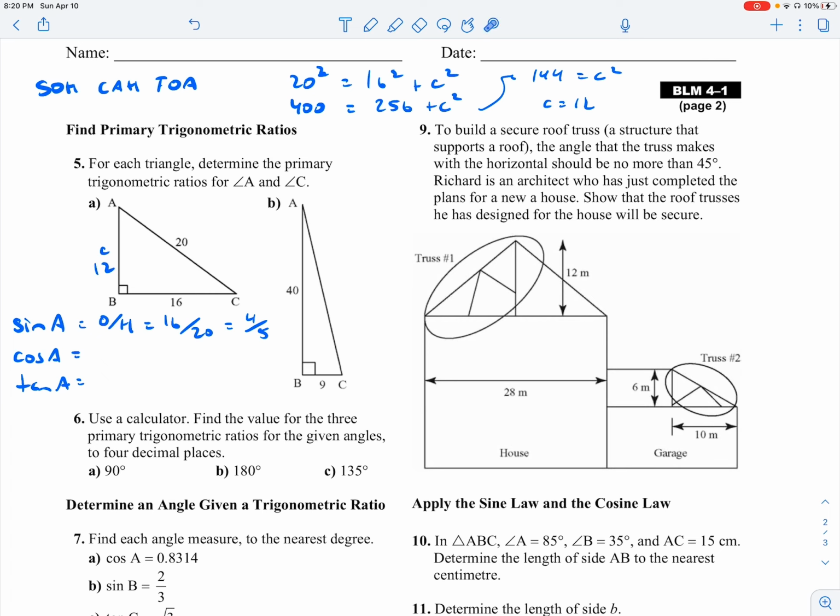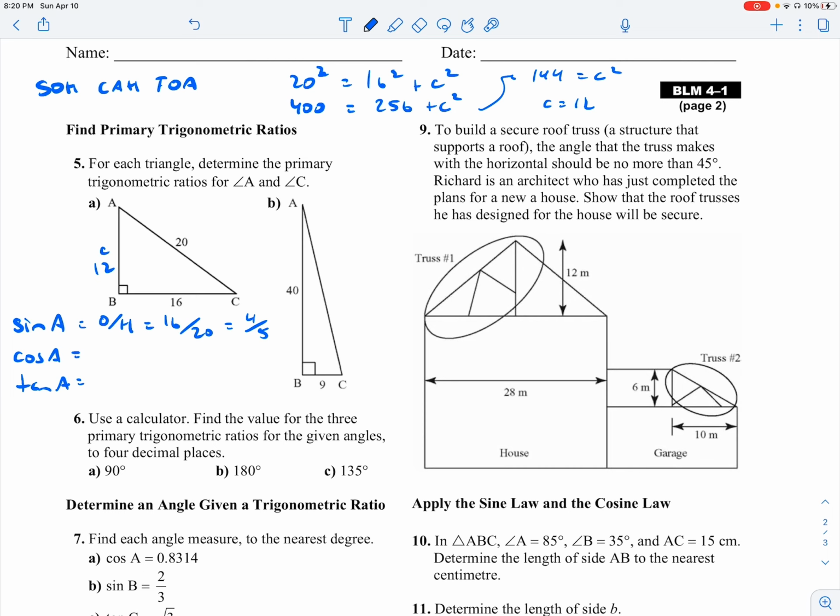I also noticed this is similar to the 3, 4, 5 triangle, that Pythagorean triple. It's basically the 3, 4, 5 triangle times 4. So what I could have done is said, this side must have been 3, and I'm multiplying everything by 4 to get 16 and 20. So I know that has to be 12. That's the other way you could do that one. All right, so now we know that that side is 12.